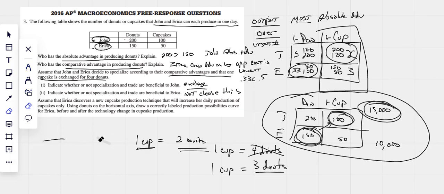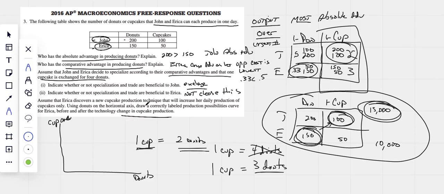Let's get rid of this for just a second. Assume that Erica discovers a new cupcake production technique that will increase her daily production of cupcakes, only using donuts on the horizontal. Donuts, cupcakes. Draw a correctly labeled production possibility curve for Erica before and after the technology change in cupcakes. So cupcakes are up here. All we really need to understand is that she has had an increase in the production technology of cupcakes, so she will be able to produce more cupcakes.